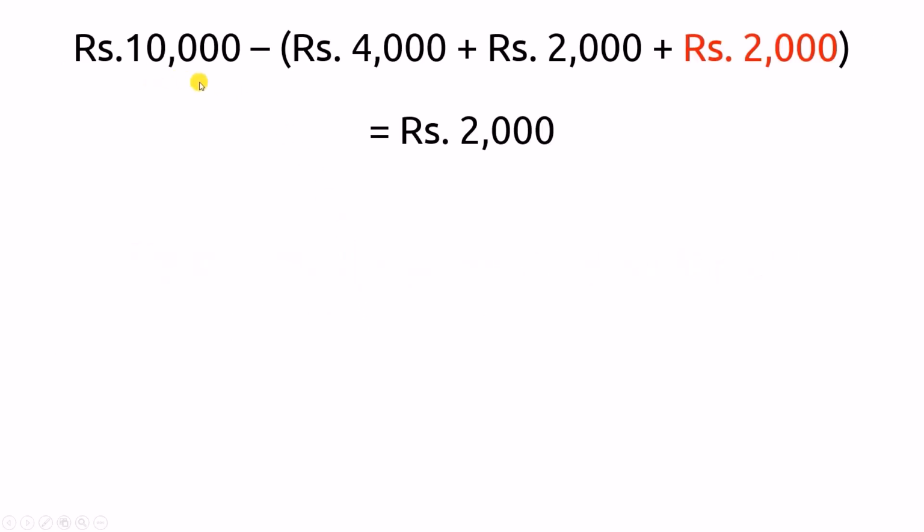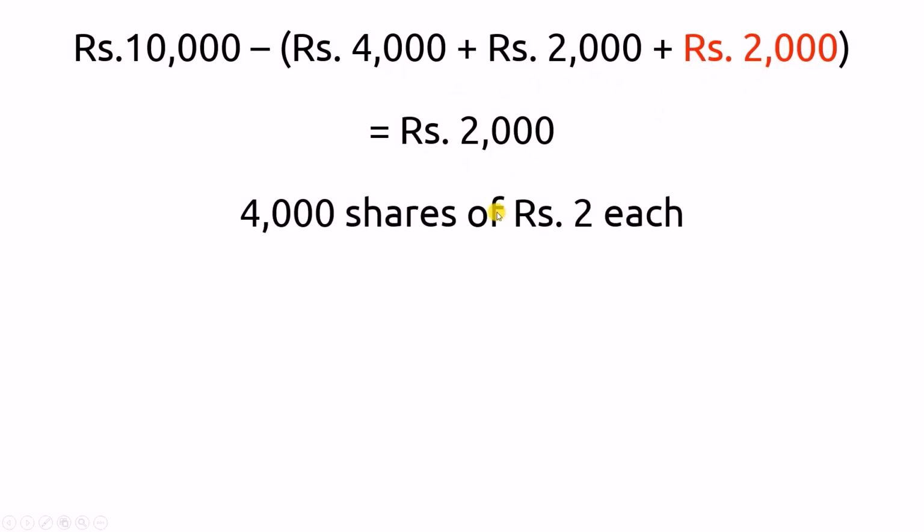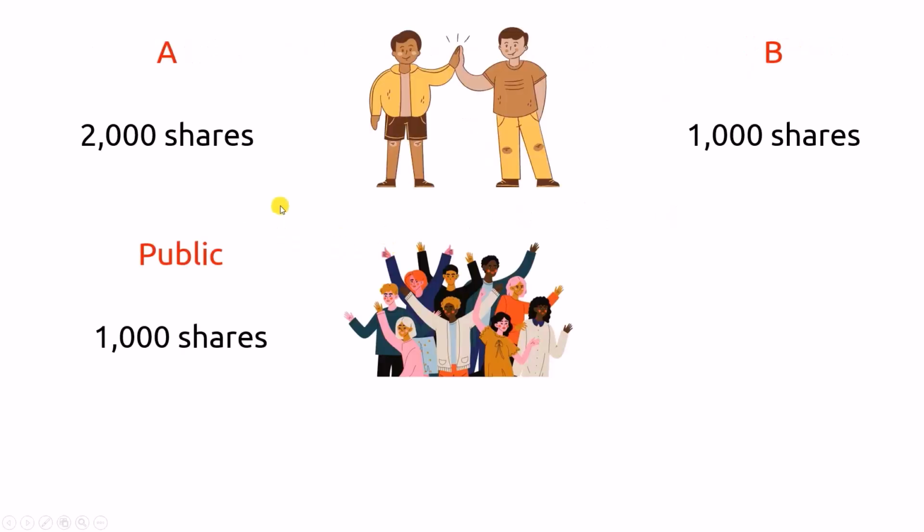10,000 is needed, 4,000 given by A, 2,000 by B, 2,000 by bank, rest 2,000 is needed. 4,000 shares are created, out of which 3,000 is bought by or kept by A and B promoters. Rest 1,000 shares are offered to the public through an IPO and they buy that, and that is done.